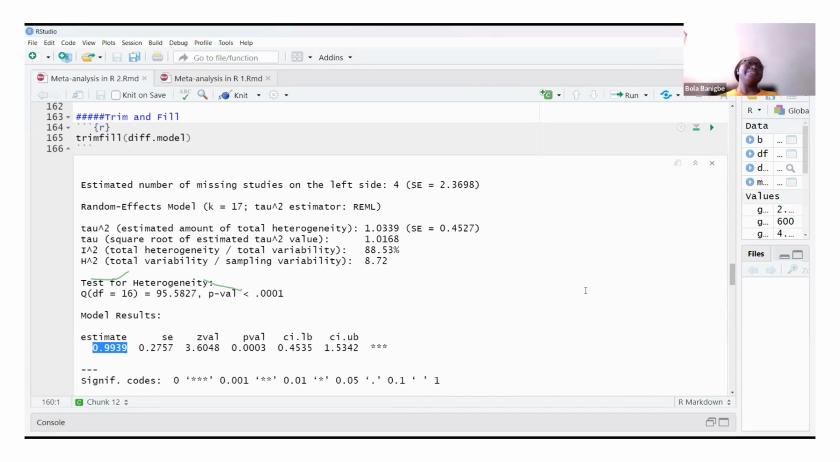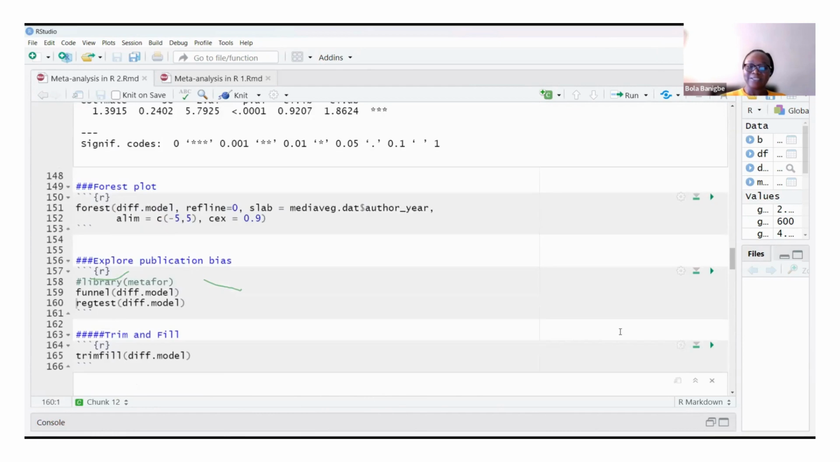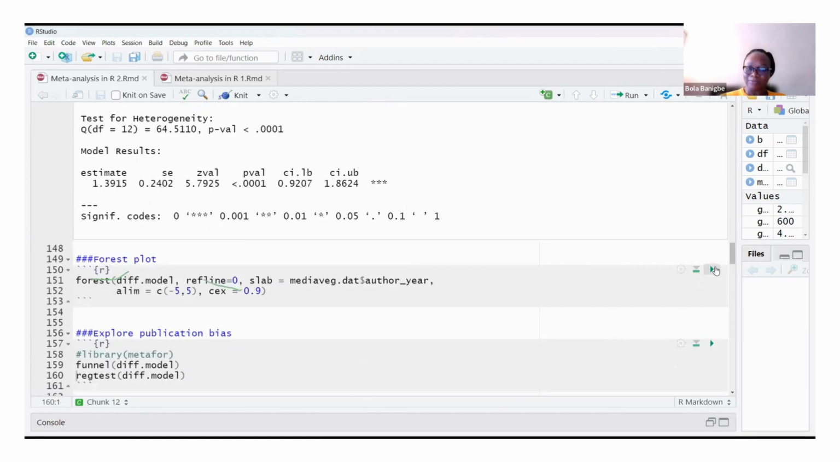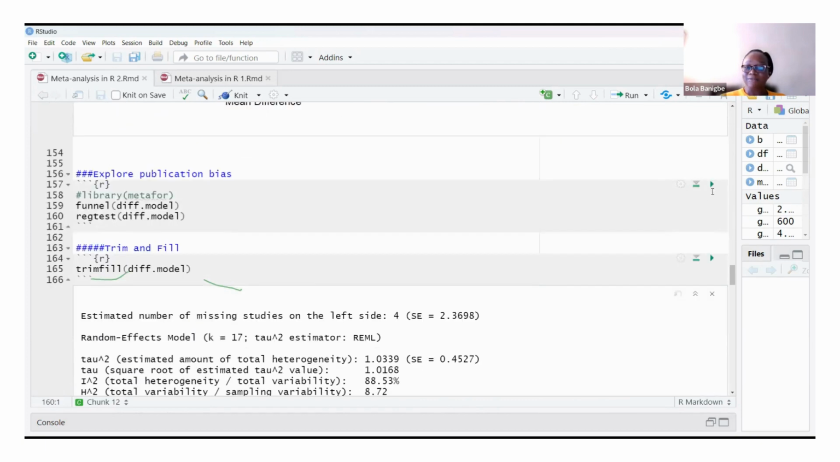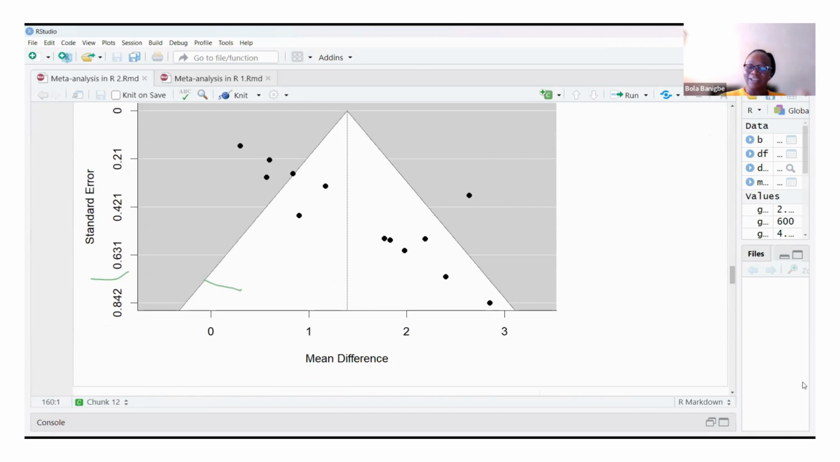So the mathematics behind this is complicated. But let's go back to our funnel plot. You know that some of you said that we think there might be studies missing from this side. The whole idea is, let me start again. The whole idea is the true population effect size should be randomly distributed around the central line of the mean difference.